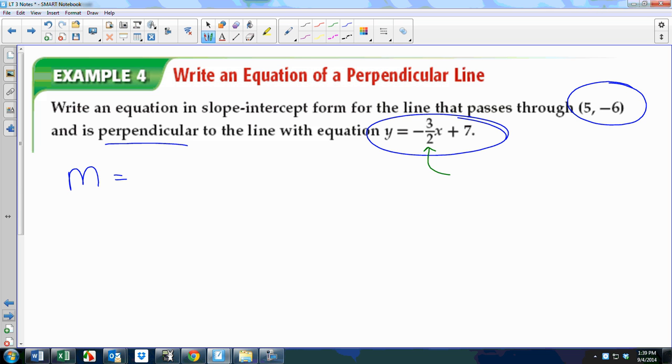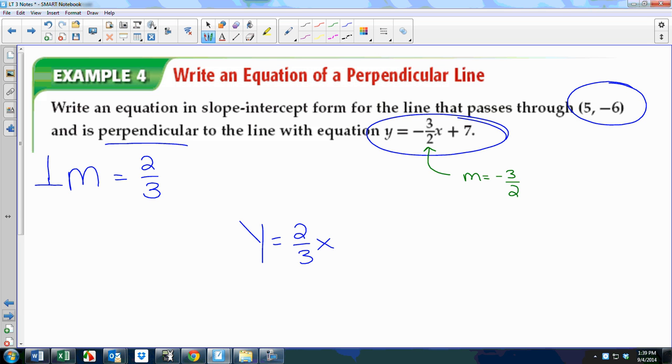Yeah, m is -3/2. Therefore, we're looking for a perpendicular slope, so I'll add a little symbol there. An upside down T, that's the symbol for perpendicular. So the perpendicular slope to -3/2 would be opposite and reciprocal. So it would be +2 over +3. Yes. So step 1, done. y equals 2/3 x.